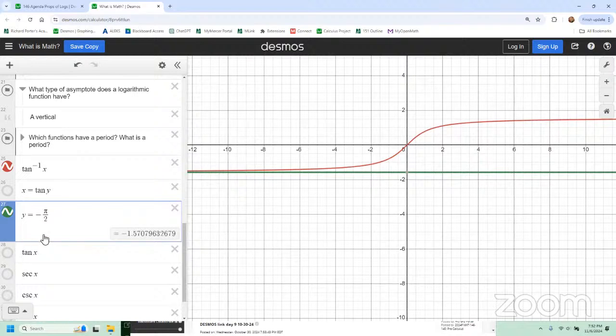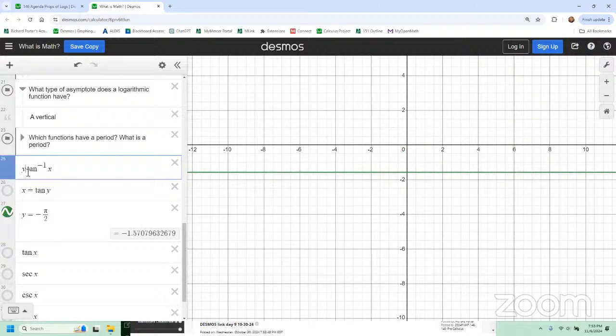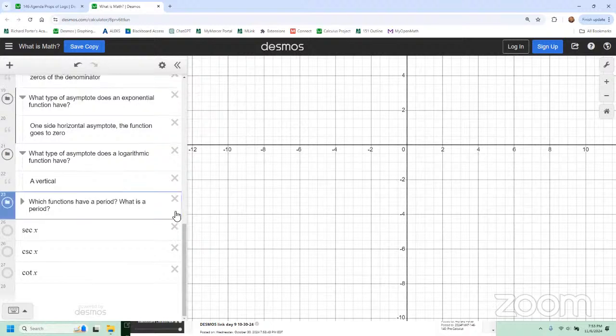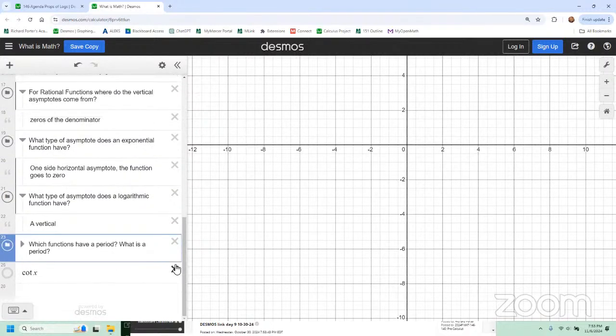I don't know about inverse cosecant or any of those, but I'm sure they have them. You could just get Desmos to do them for you. So anyway, inverse functions is the topic for this particular section. And I suppose one of the things you have to remember is, if I have something like y equals the inverse tangent of x.